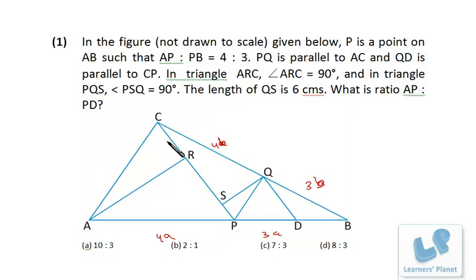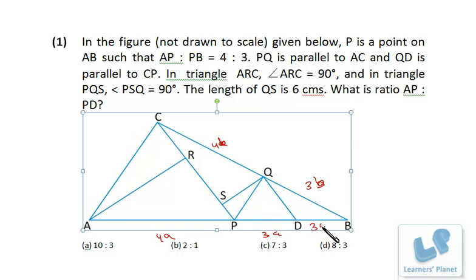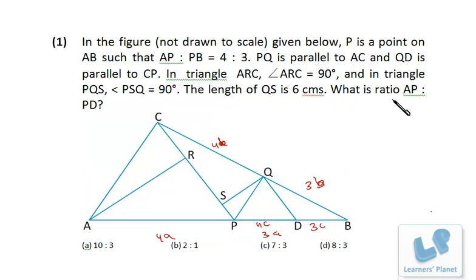Now you can clearly observe this triangle CPB, right? In this triangle CPB, this line QD is parallel to PC, right? That is given to us, QD is parallel to PC. That means the ratio 3B to 4B, the same will be BD to DP, right? BD to DP. I assume it to be 3C and 4C, right? Now we have to find AP to PD. So AP by PD. Now AP is 4A. PD we have to calculate from here. 4C plus 3C is 7C. 7C is equal to 3A, right? That means C is equal to 3A by 7.